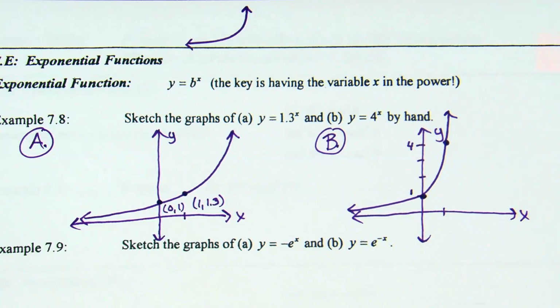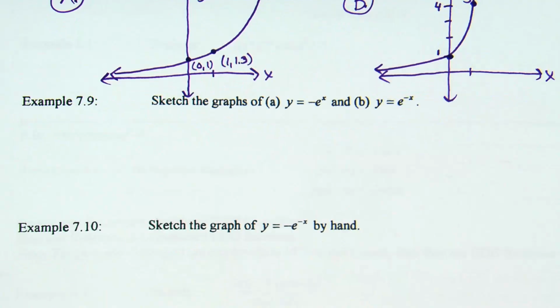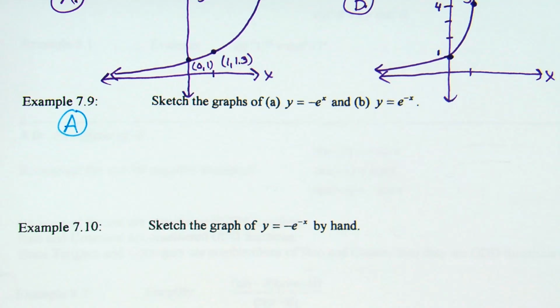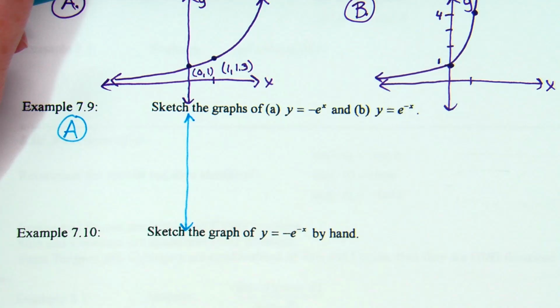Now, as we look at example 9, we have e, but it's not about the e here. I mean, e is 2.718, so that gives you an idea of how quickly it goes up. But it's about the negatives. A is y equals negative e to the x. What does a negative out front of that graph do? Reflect it which way? Across the x-axis. A negative that's just on the function reflects it across the x-axis.